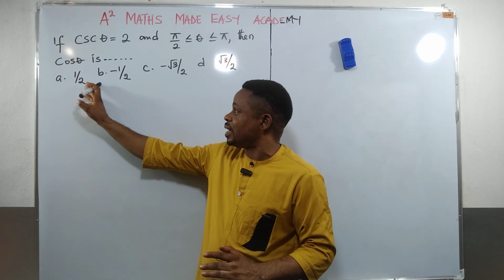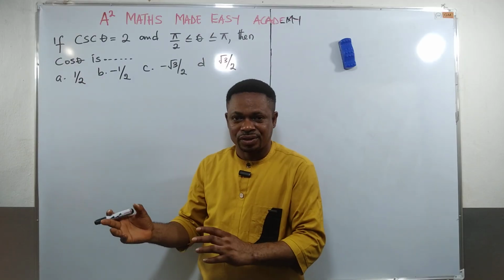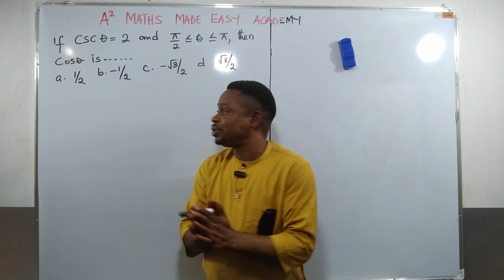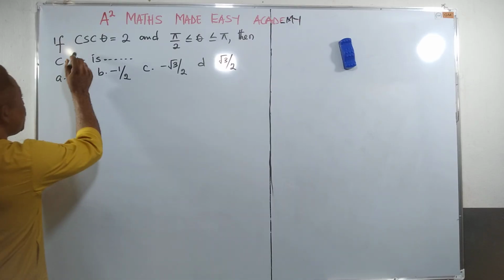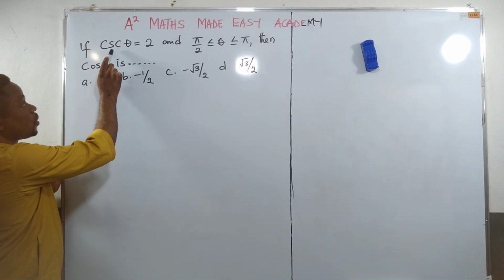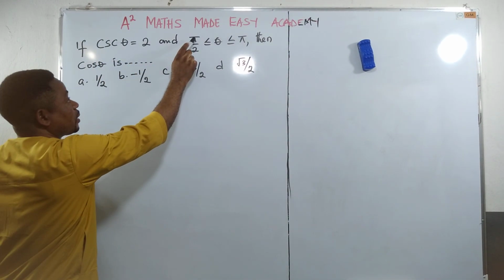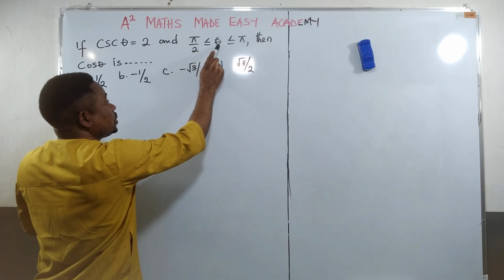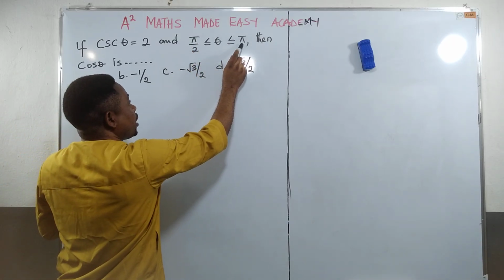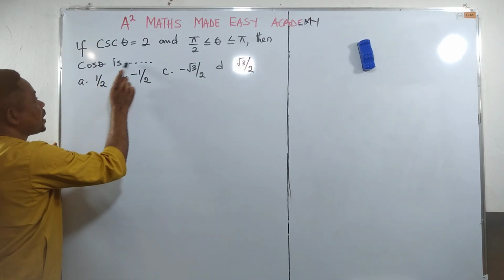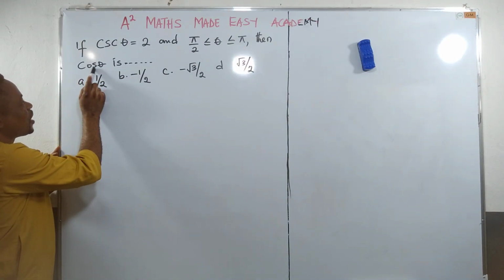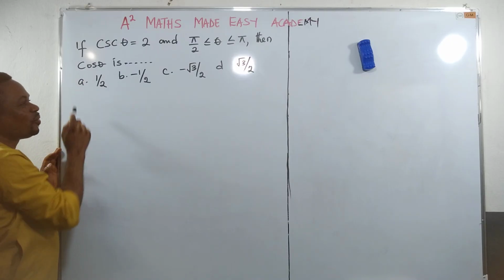But if you agree with me, look at it now, there is another shift in the word question. Now I want you to observe this. Look up. If csc theta, which is cosec theta, is 2, and pi over 2 is less than or equal to theta, less than or equal to pi, then the question says cos theta is what? Can you see this one is talking about cos theta. What is cos theta?